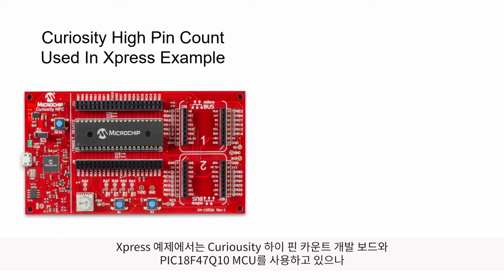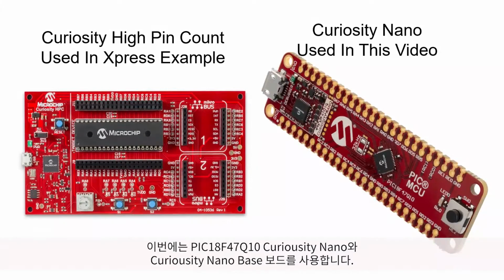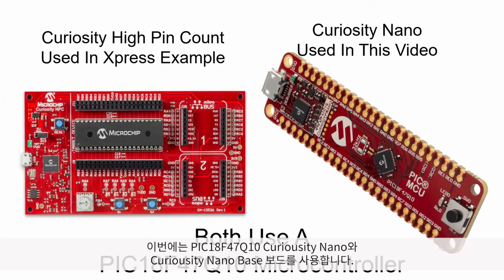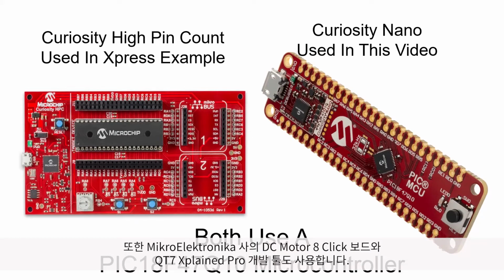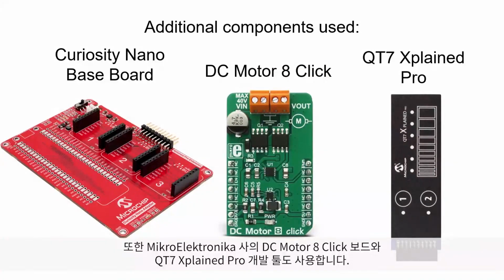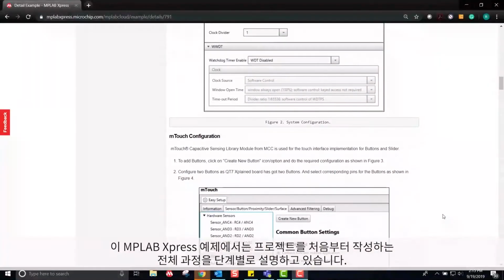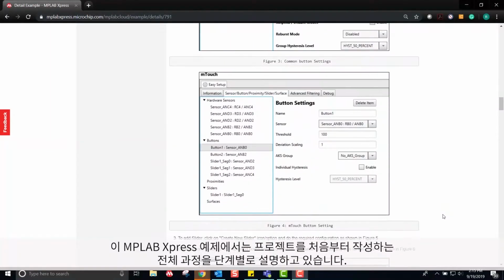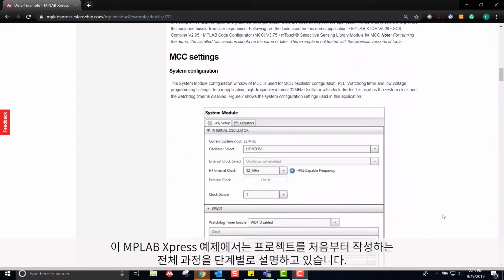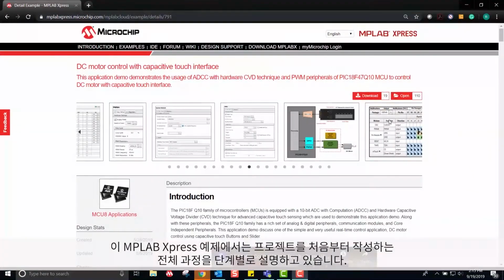PIC18F47Q10 microcontroller, I will be using the PIC18F47Q10 Curiosity Nano along with the Curiosity Nano baseboard to accomplish the same goal. Additionally, I will also use a DC motor 8-click board from Mikroelektronika and also the QT7 Explain Pro development tool. Links for all the components used in this video can be found in the description as well. If you would like to learn how to build this project from scratch, the MPLAB Express example walks step by step through the entire process.